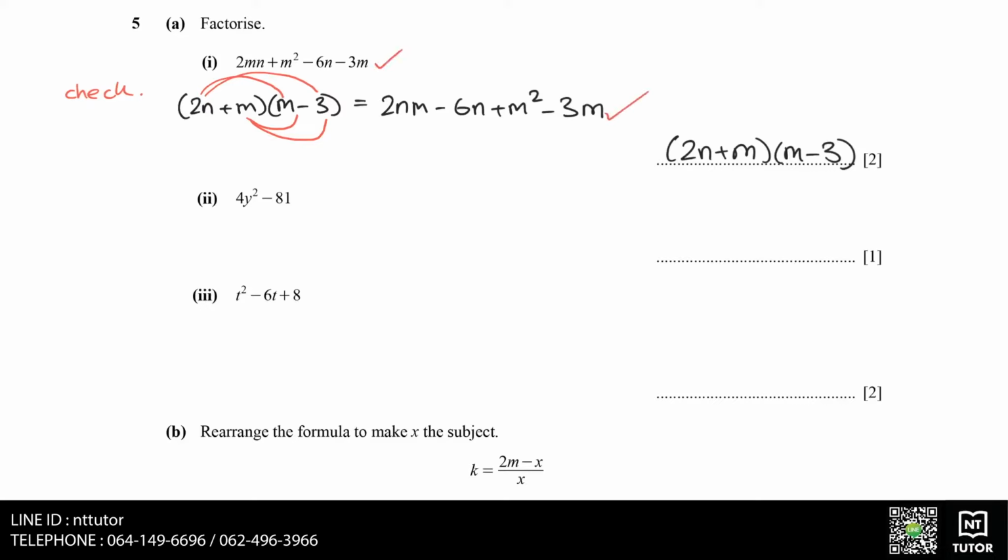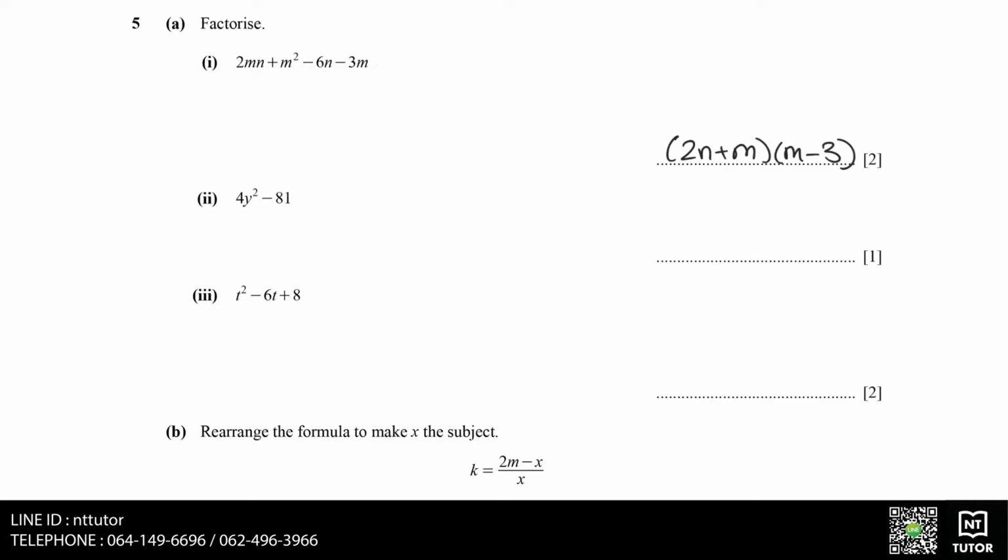2. Factorize 4y squared minus 81. Between 4y squared and 81, there are no common factors, so we cannot factorize it by taking out the common terms. It's also not your usual quadratic because we don't have a y to the power of one term.